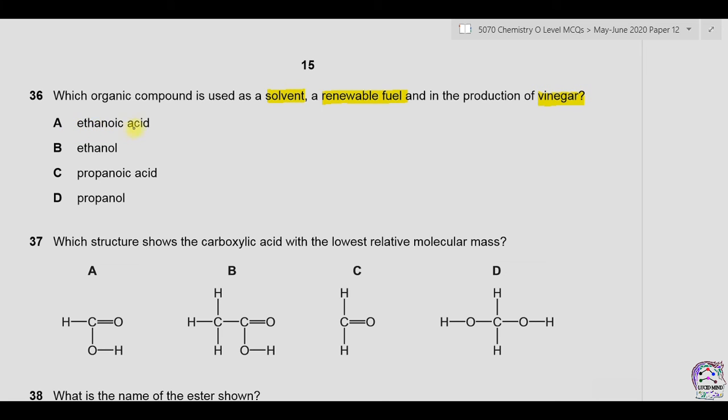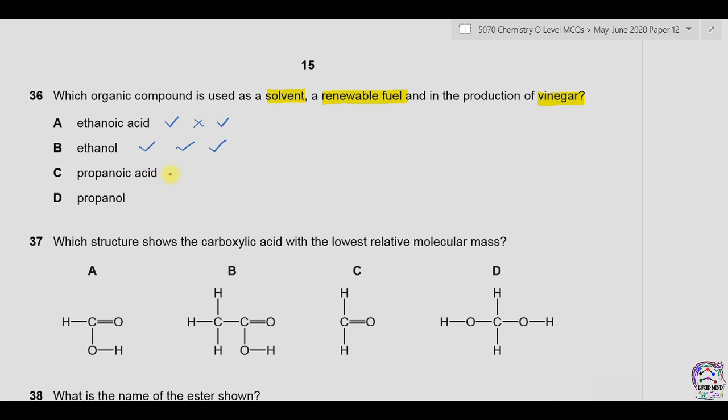Part A. Ethanoic acid. As ethanoic acid is a carboxylic acid, it can be used as a solvent. It is not a renewable fuel and it can be used in the production of vinegar. B is ethanol. Ethanol can be used as a solvent, it can be used as a renewable fuel, and also it can be oxidized to ethanoic acid to form vinegar.